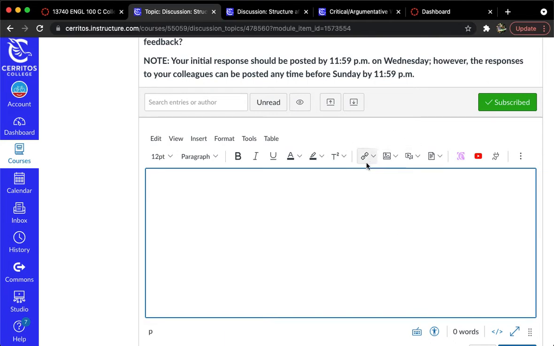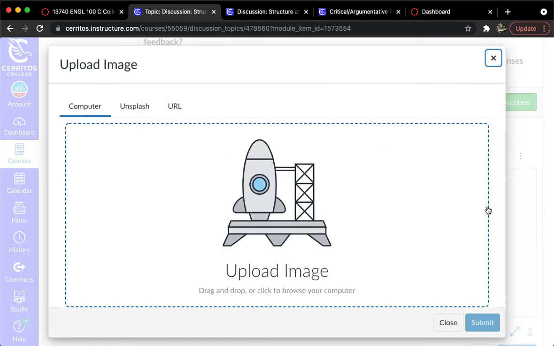the top menu bar, okay, to this icon here. It's a little photo icon. It says images. You're going to click that, and then you're going to click and drag the image file. You're just going to drop it right there, and then it will appear, and then you'll press submit, and you can then resize it according to how big you want it in your post.